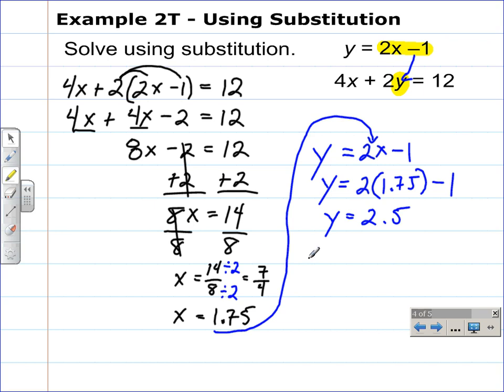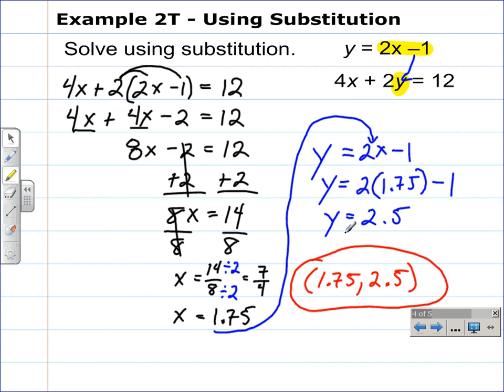So we now have our x-coordinate and our y-coordinate. So our solution is 1.75, comma 2.5. So these two equations have a unique solution of 1.75 and 2.5.